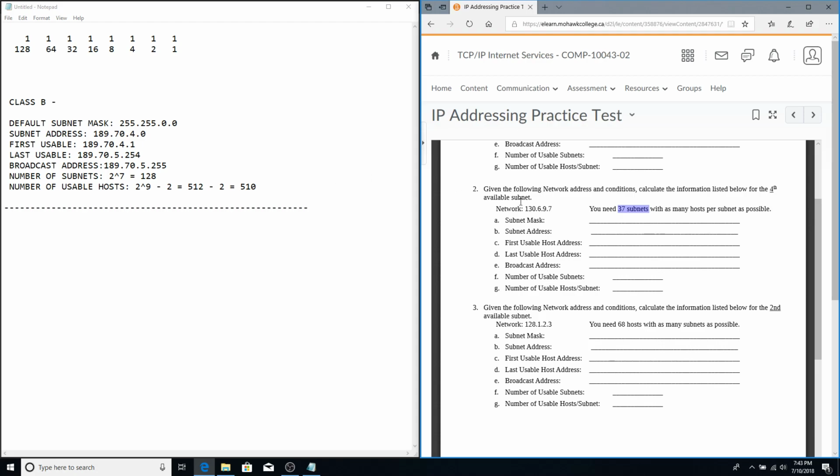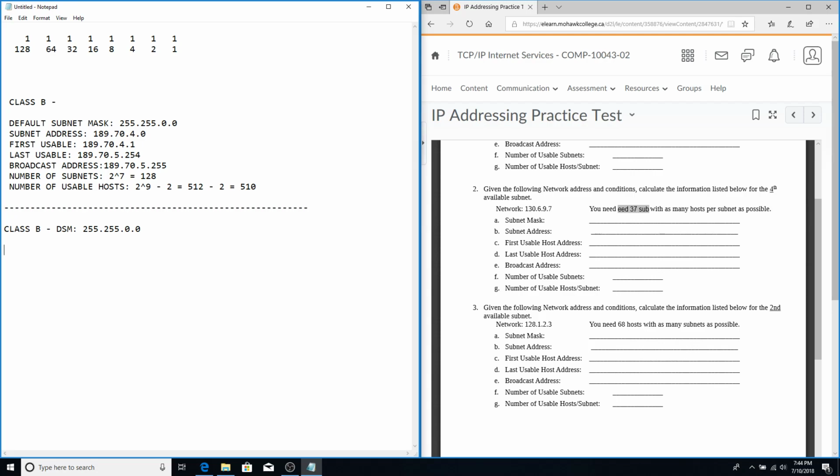So let's just start with it. Let's start with what I tell you all the time. Find the class, which is going to tell you the default subnet mask. And even though it doesn't tell you to write it here, write it down. So in this case, class B, because it's 130, that's what the first octet says, and the default subnet mask is once again 255.255.0.0.